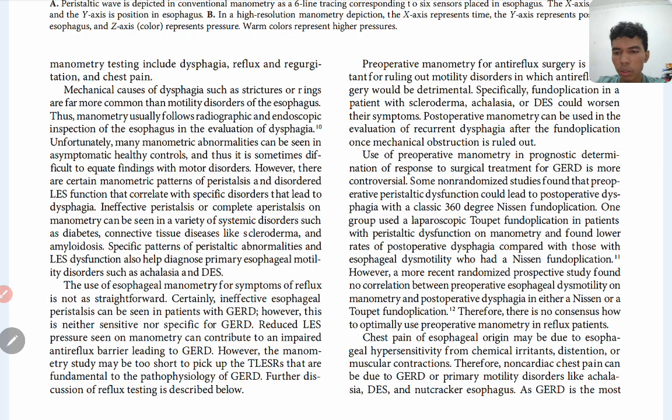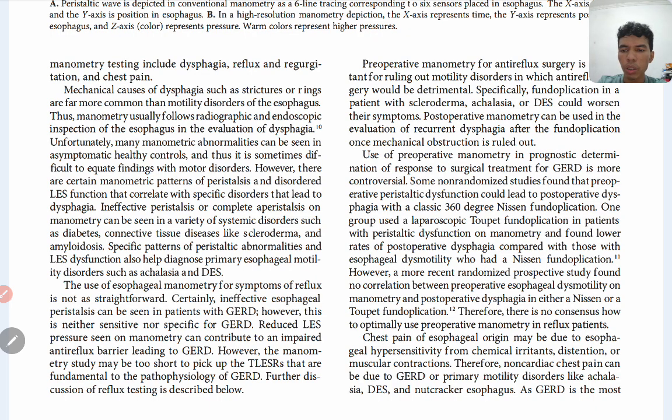Specific patterns of peristaltic abnormalities and LES dysfunction also help diagnose primary esophageal motility disorders such as achalasia and DES. The use of esophageal manometry for symptoms of reflux is not straightforward. Certainly, ineffective esophageal peristalsis can be seen in patients with GERD. However, this is neither sensitive nor specific for GERD.